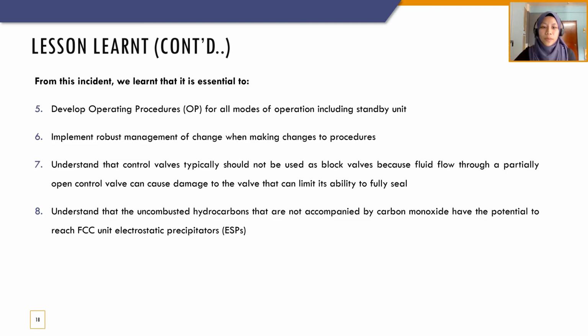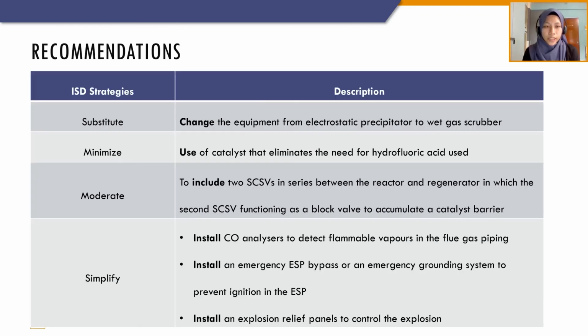Next, control valves typically should not be used as a block valve because fluid flow through a partially open control valve can cause damage to the valve that can limit its ability to fully seal. And the last one is uncombusted hydrocarbon that is not accompanied by carbon monoxide has the potential to reach the FCC ESP unit. So every company needs to evaluate their FCC unit to determine whether there are sufficient safeguards to prevent ESP hydrocarbon explosion.